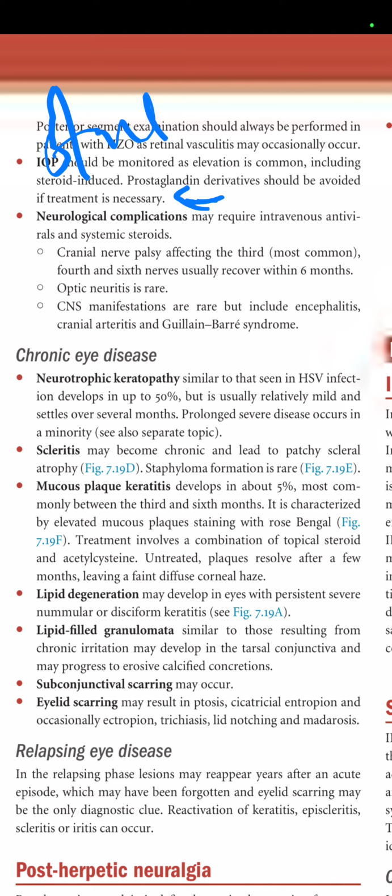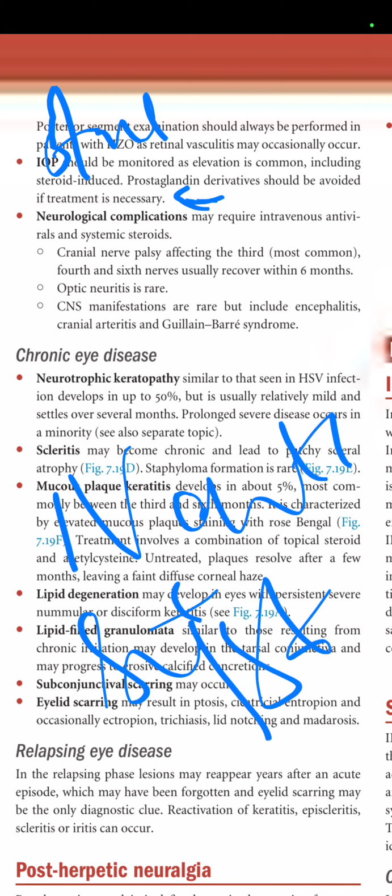Neurological complications. Neurological complications may require intravenous antiviral and systemic steroid. So IV antiviral plus systemic steroid if there is a neurological complication. Cranial nerve palsies affect the third most commonly; fourth and sixth usually recover within 6 months. Optic neuritis is rare. CNS manifestations are rare but include encephalitis, cranial arteritis, and Guillain-Barré syndrome.